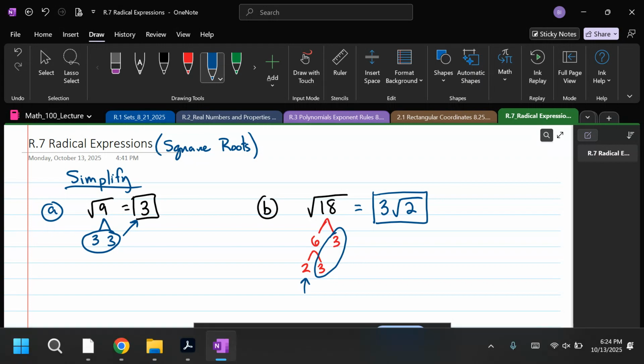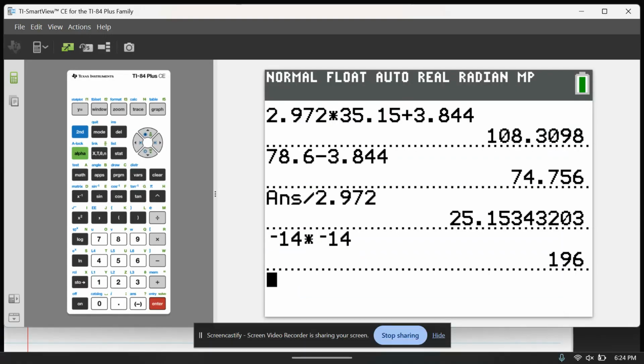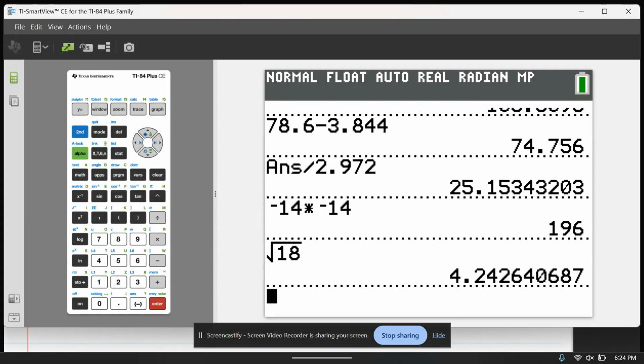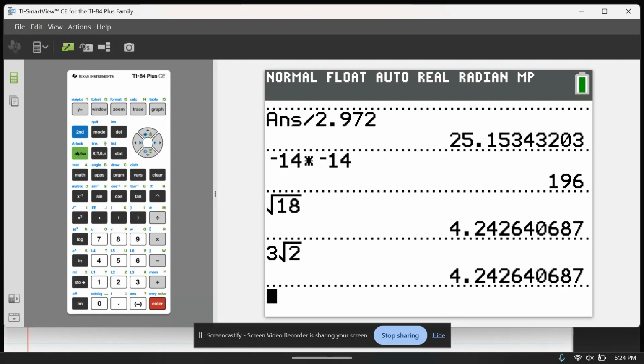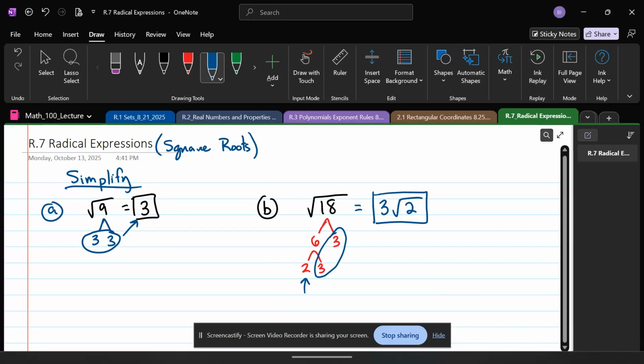They are equivalent to one another. If I do the square root of 18, I get that decimal, 4.24, and a bunch of stuff after that. If I do 3 square root of 2, I get the exact same decimal. Okay? The 6 is not a prime number, so we don't pay attention to it. The only numbers that you look at on your factor tree are the prime numbers, the ones at the end of the branch. So the 6, it's like it disappears out of that.